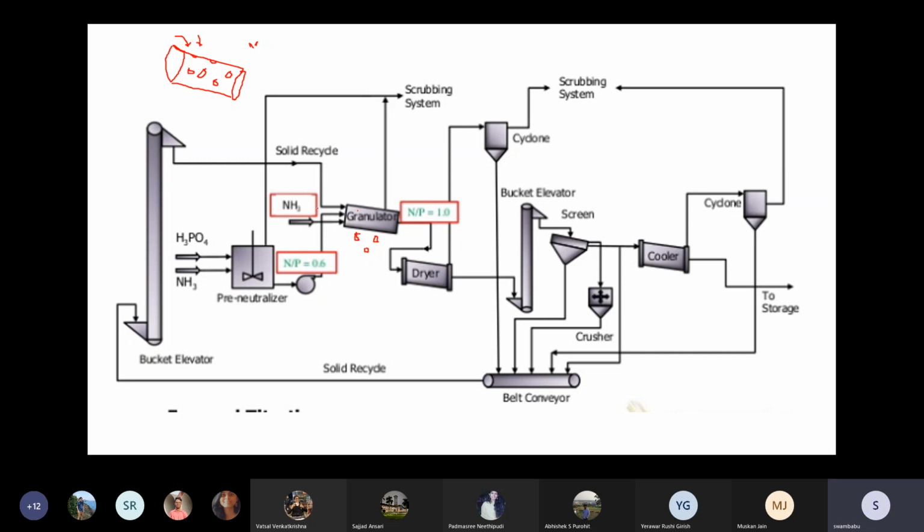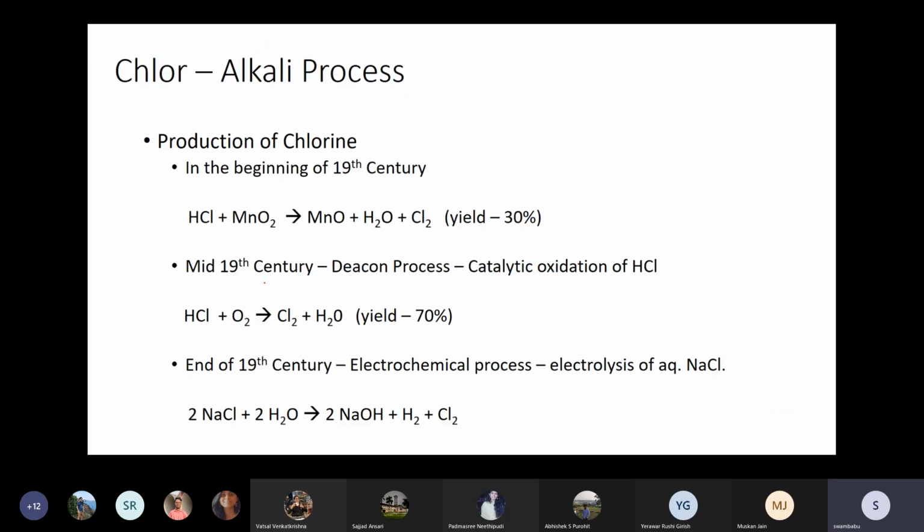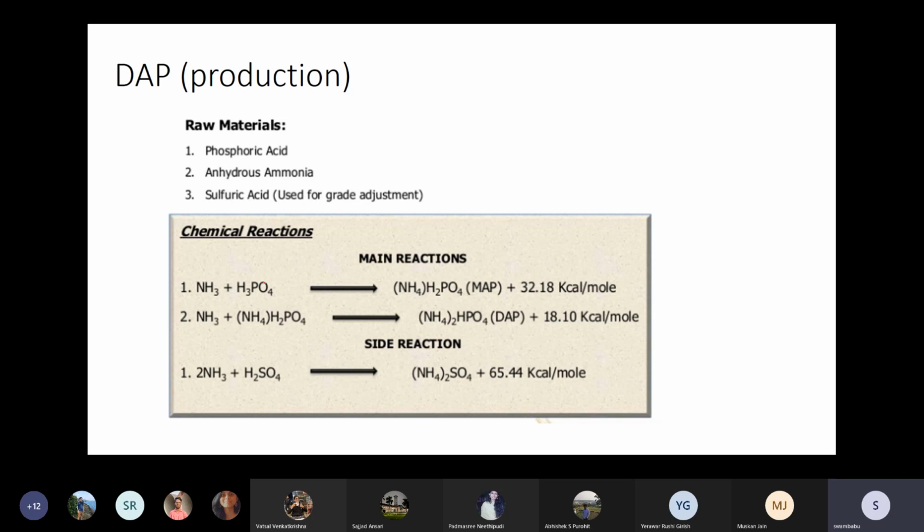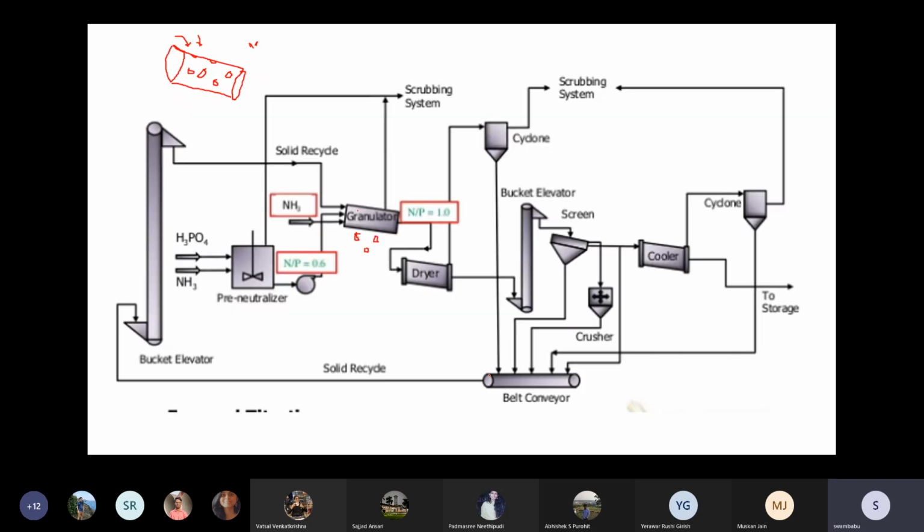This ammonia vapor will be flowing through these granules. That way, this gas helps to form individual granules. The slurry is hot because in the pre-neutralizer the heat is liberated; this is an exothermic reaction. So the hot solution is passing through these perforations, and small droplets of slurry are falling down. And here we introduce the cold ammonia.